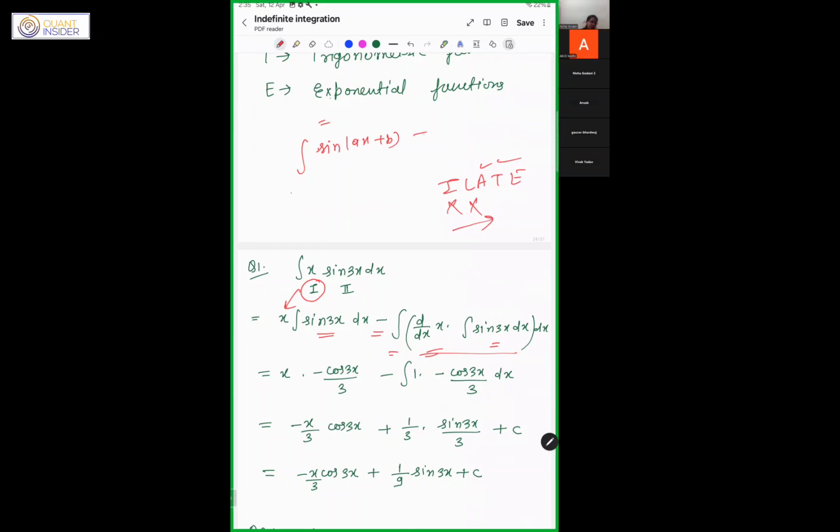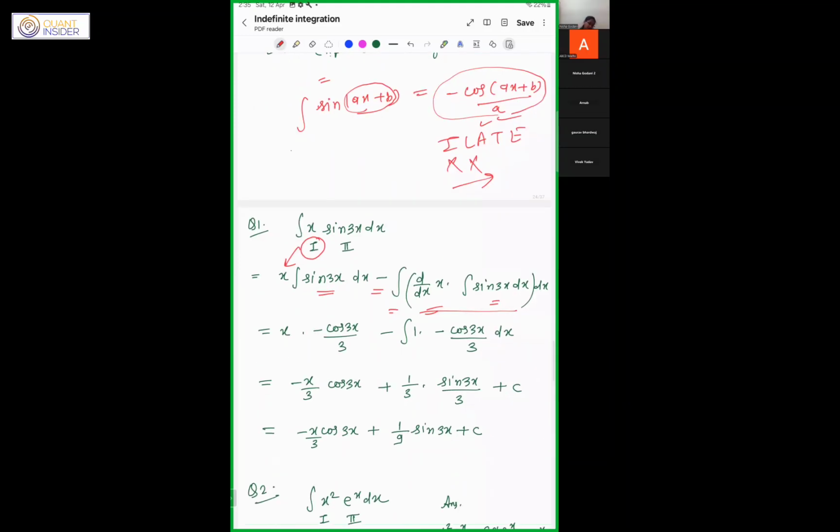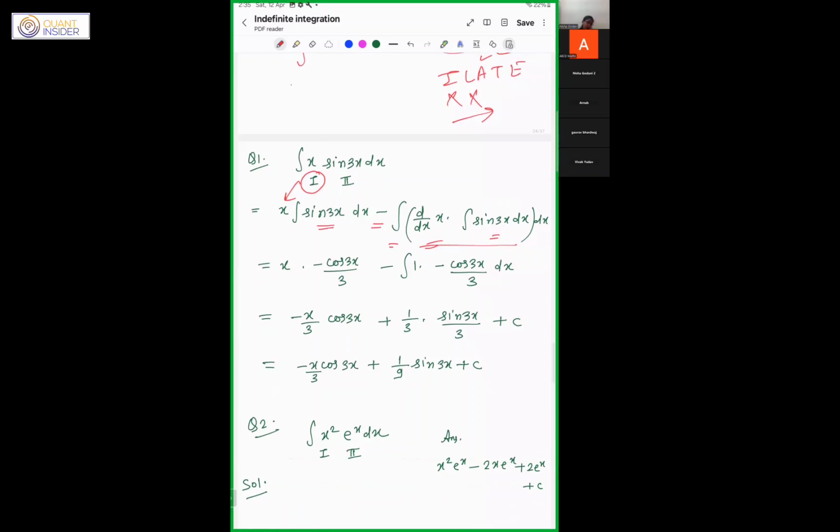Yes, it is a formula. Integration of sin(ax+b) is minus cos(ax+b) upon a, because upon differentiation of ax+b we get a. I have mentioned this one. Yes, it is a formula. So here you have a equal to 3 and b is 0.